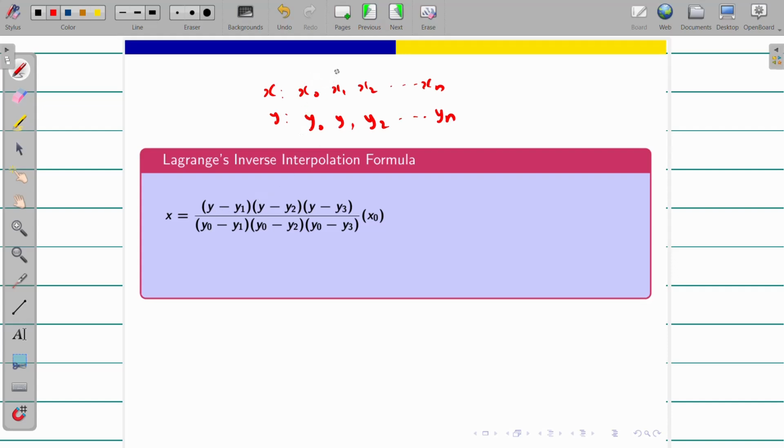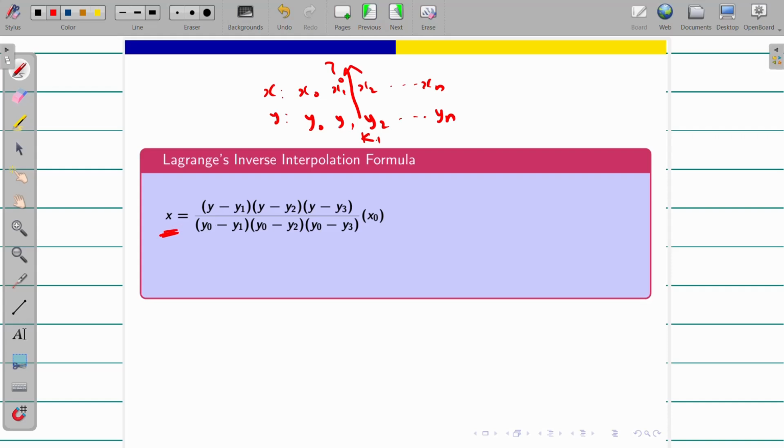Now I have to find the x value for some value of y. Some value of y, k, is k1 here. I have to find the respective x value. What is x? So in Lagrange's formula only we have such kind of advantage. In other formulae we don't have any inverse concept. Only in the previous topics we found the value of y for the given value of x. Here only we have an advantage. We can find the x value for the corresponding y.